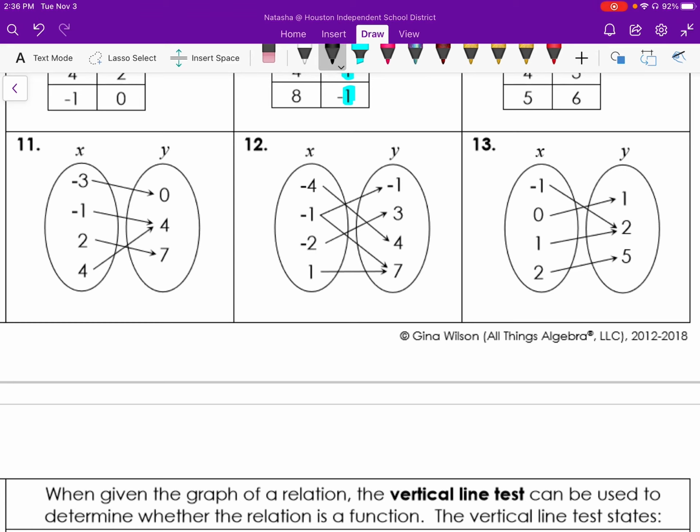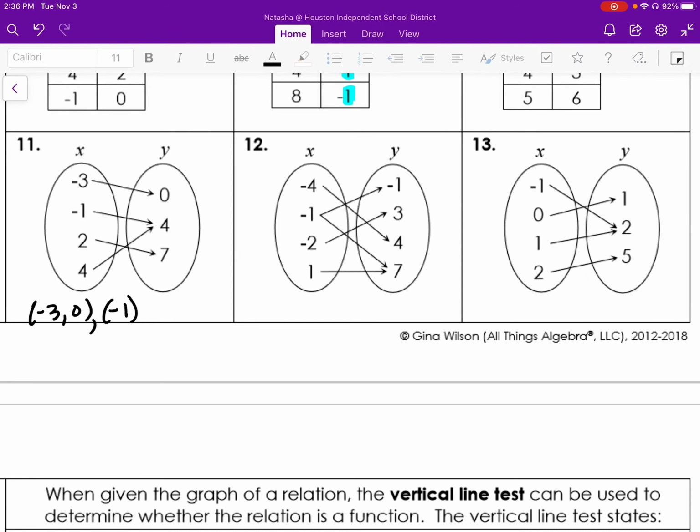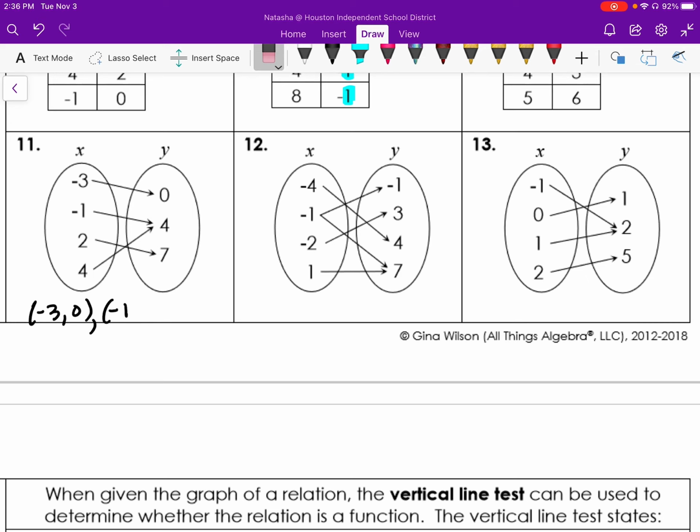Here it can get a little tricky. Sometimes it might help you to list out your ordered pairs. So think about -3 goes to 0. We've got -1 goes to 4. We've got 2 goes to 7. And then we've got 4 goes to 4. I've listed out my ordered pairs that are in the mapping, and I'm just looking at the arrow, so that tells me this 4 goes to this 4, this 2 goes to this 7. Now, I notice my x value does not repeat, so that is a function.